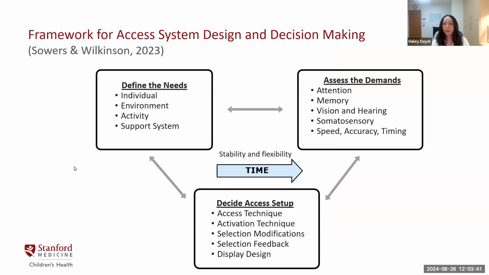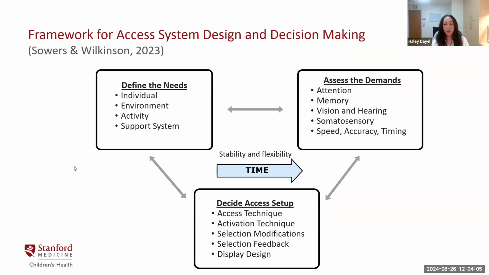So to help us do this, there's an excellent framework that was proposed by Dawn Sowers and Krista Wilkinson in 2023. Looking at this framework, you can see that there are many different factors that we need to consider in AAC, and that these factors are interrelated. When we're assessing these areas, we sometimes have to zoom in and focus on a particular area and gather more information, and then step back to think about how these different pieces are working together.